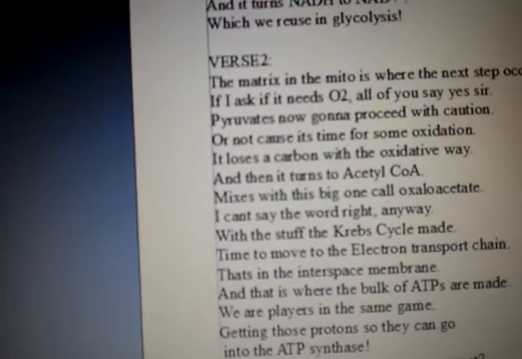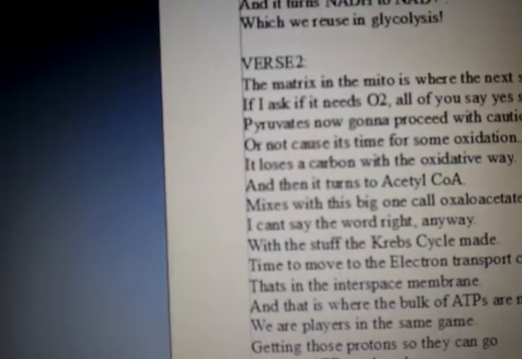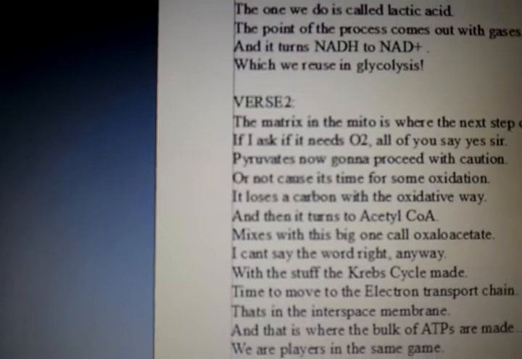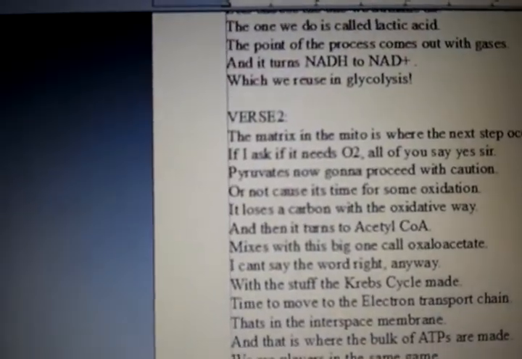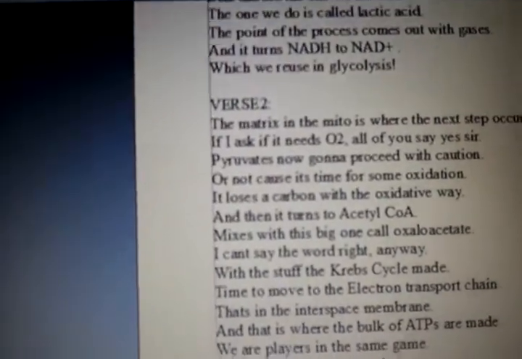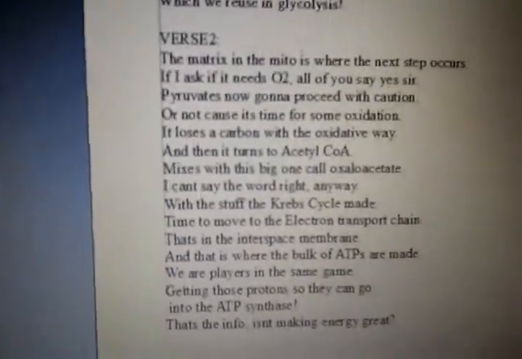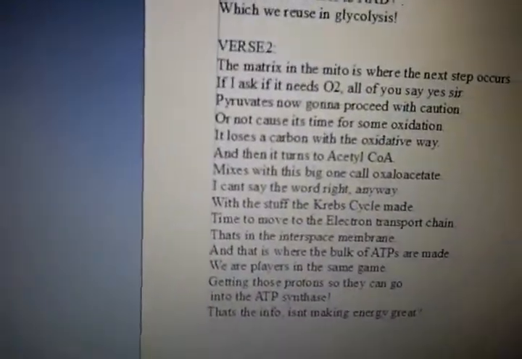That's in the inner membrane space, and that is where the bulk of the ATPs are made. We are all players in the same game, getting those protons so they can go into the ATP synthase. That's the info. Is it making energy great? Yeah.